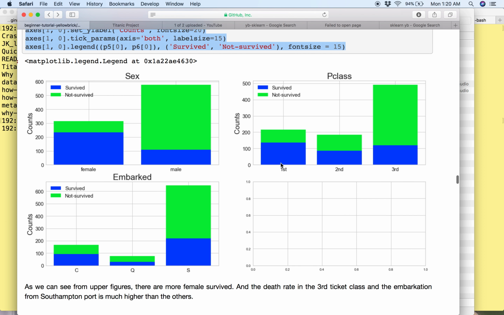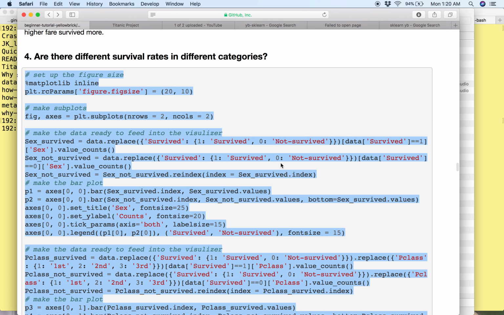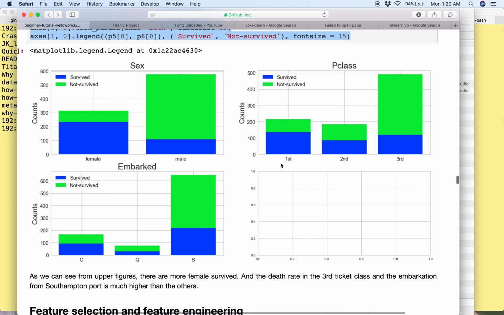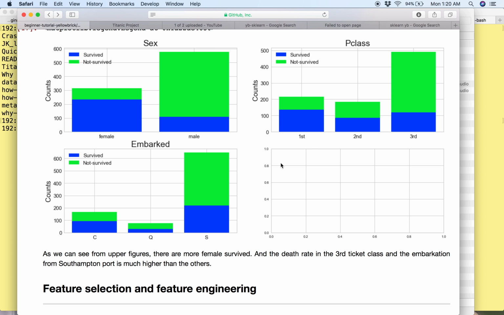It's also very interesting. And so this concludes the fourth question about the different survival rates in the categories using matplotlib. And in the next section of videos, we're going to look at feature selection and engineering. So you definitely want to tune in for that.